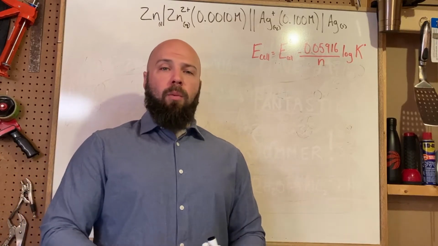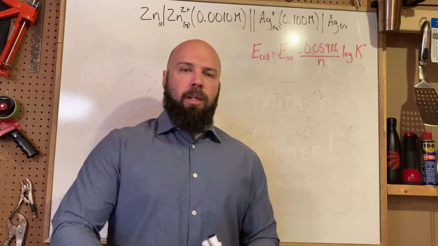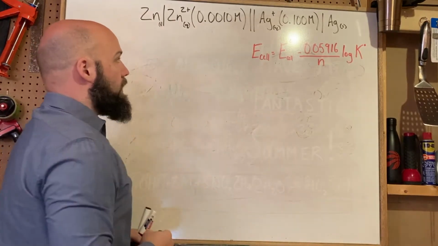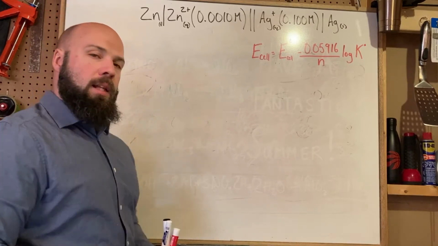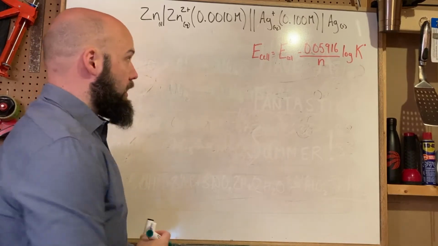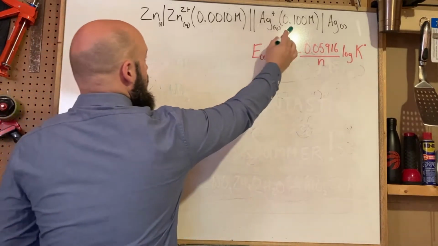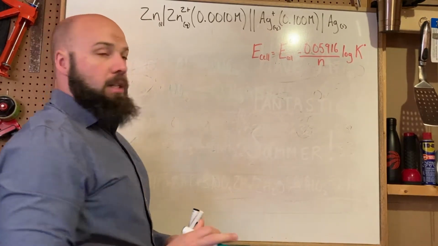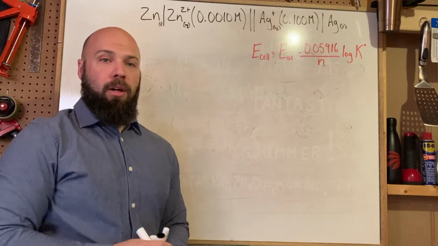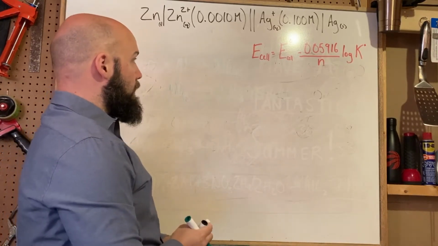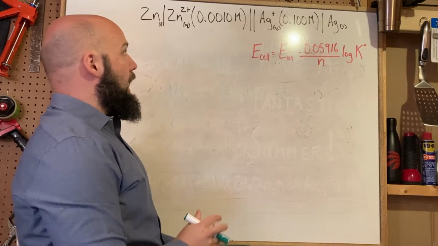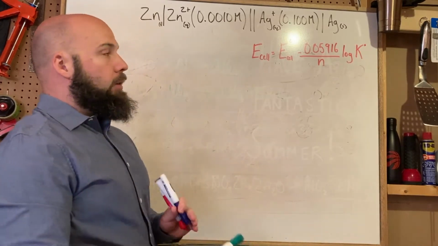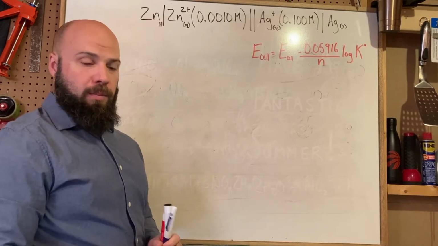I'm going to do an example where we would use the Nernst equation. This is when we have a cell, and this is our cell notation, that is not under standard conditions. So we are given the concentration of each of the solutions, and it is not 1 molar. So we're not under standard conditions, and the concentration of these solutions will change the reduction potential that is produced.